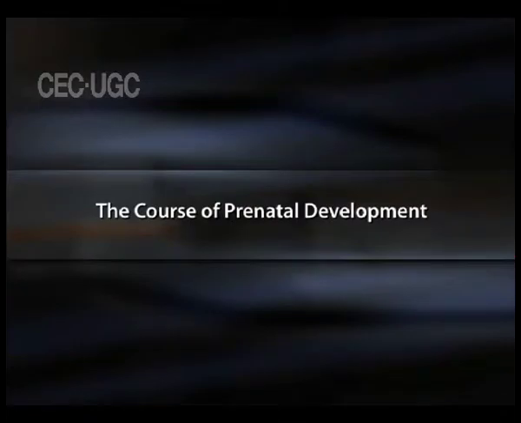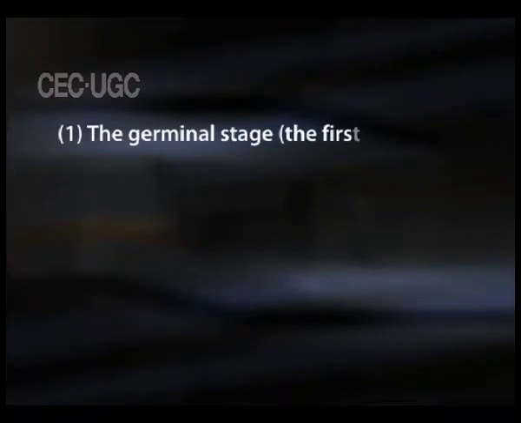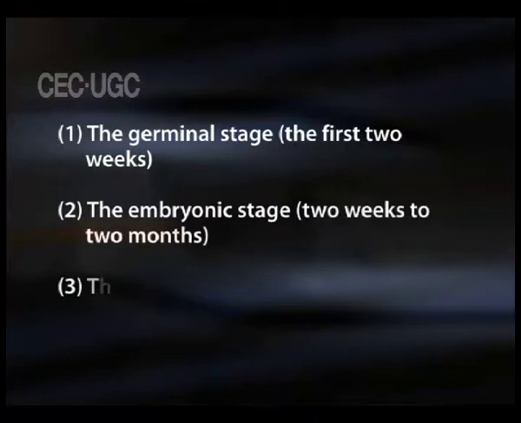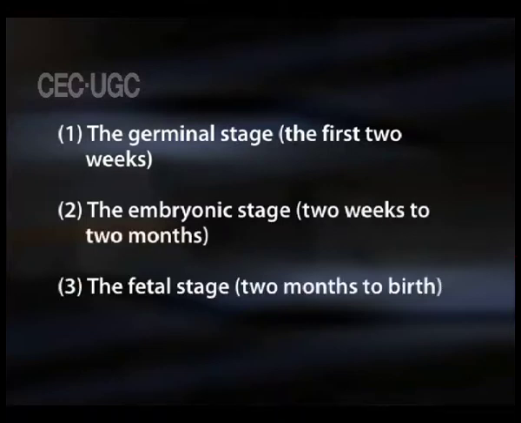In this section, we will examine the usual course of prenatal development and discuss how environmental events can leave their mark on development even before birth exposes the newborn to the outside world. The course of prenatal development. The prenatal period is divided into 3 phases: the germinal stage, that is the first 2 weeks, the embryonic stage, 2 weeks to 2 months, and the fetal stage, 2 months to birth. Some key developments in these phases are outlined here.